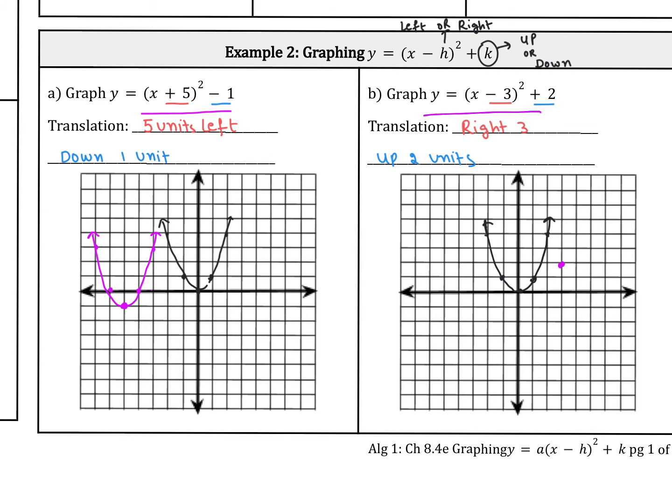After that, I'm going to use the pattern 1, 1, 2, 4 on both sides, and I'm going to get my graph, a new graph for the function y equals (x minus 3) squared plus 2, and that graph is moved 3 units right and 2 units up from the original function.